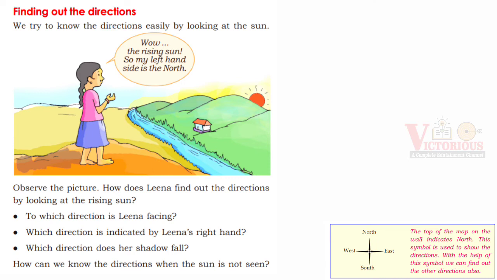So observe the picture. How does Lena find out the directions? By looking at the rising sun. To which direction is Lena facing? East. Very good. Then which direction is indicated by Lena's right hand? South. Very good. Then which direction does her shadow fall? West. That's very good. That's right. How can we know the directions when the sun is not seen? That is a very good question. Can you tell me?